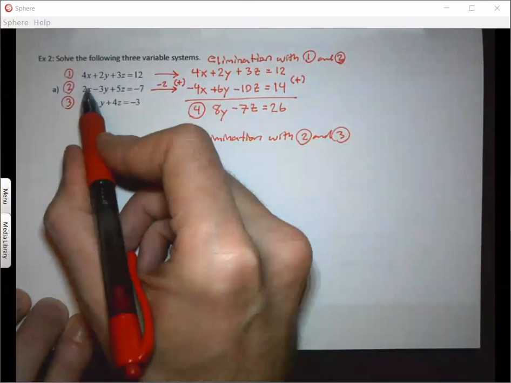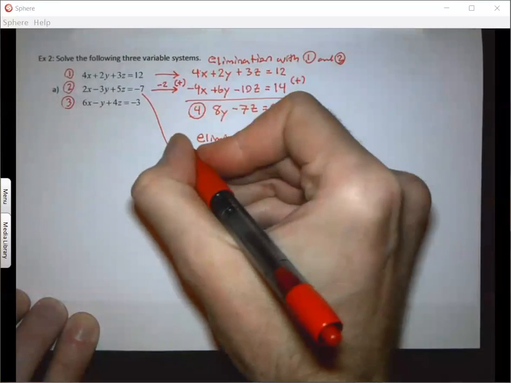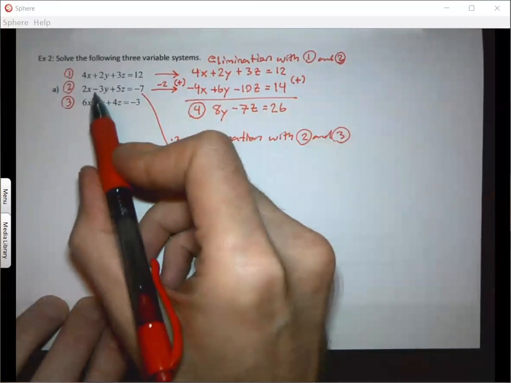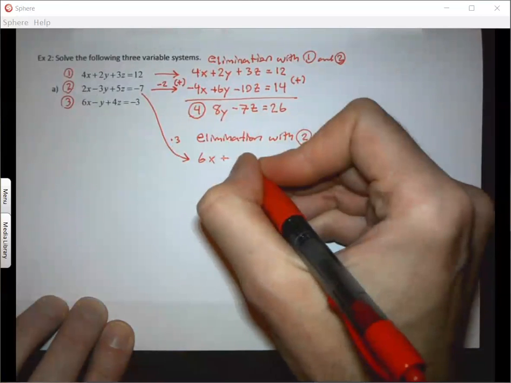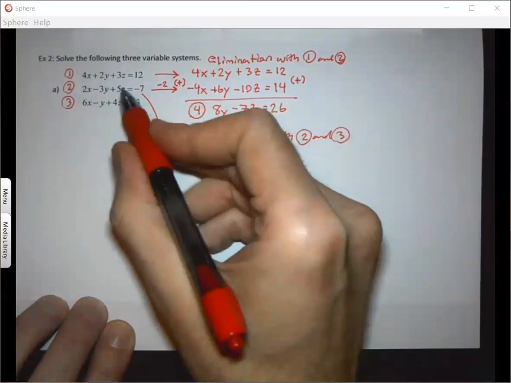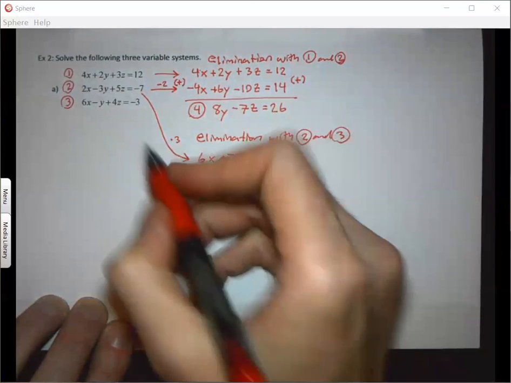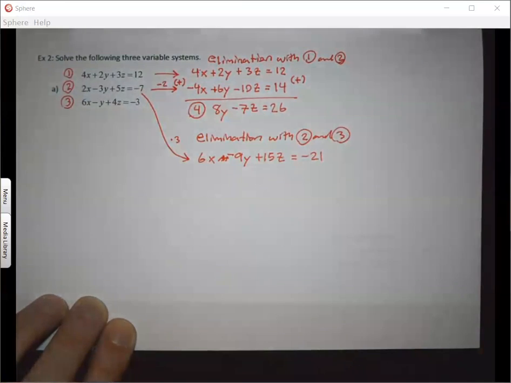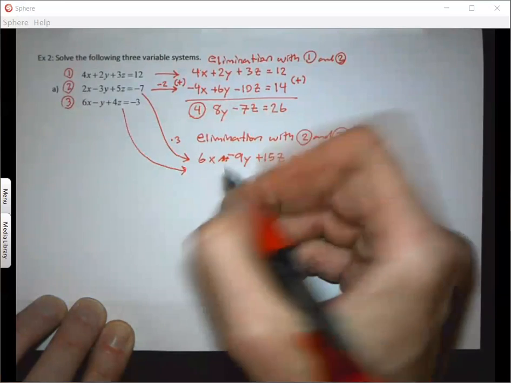I'm going to multiply this by 3, so I get a 6. So I'm going to do times 3. 2 times 3 is 6. -3 times 3 is -9. 5 times 3 is 15. -7 times 3 is -21. This one I don't need to change.